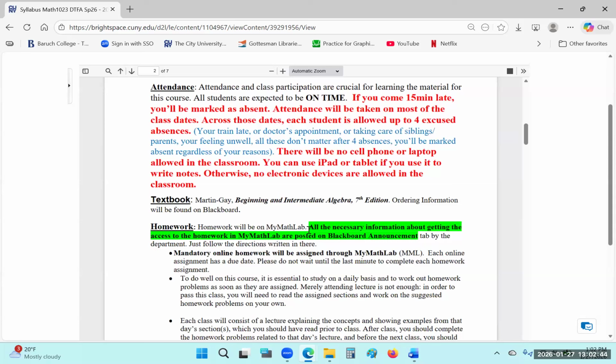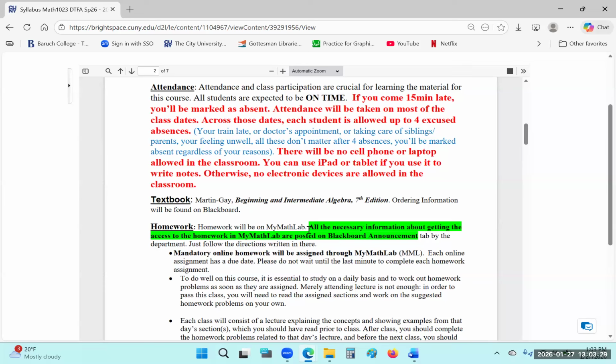Attendance is mandatory in this class, and if you're 15 minutes late, then you'll be marked as absent. It's not my policy, it's the departmental policy. 15 minutes late means you're absent, and you cannot have more than 4 excused absences. I will try to take attendance every day, but sometimes either I forget or we don't have time in class to take the attendance. If that happens, then I'm not going to take attendance. But besides those days, any day I take attendance, you can be absent for 4 days among those days I took the attendance.